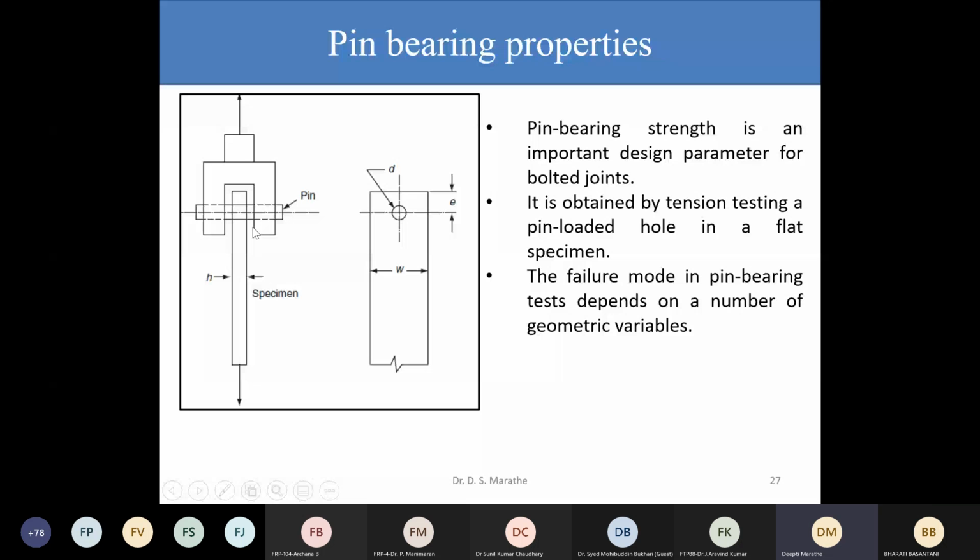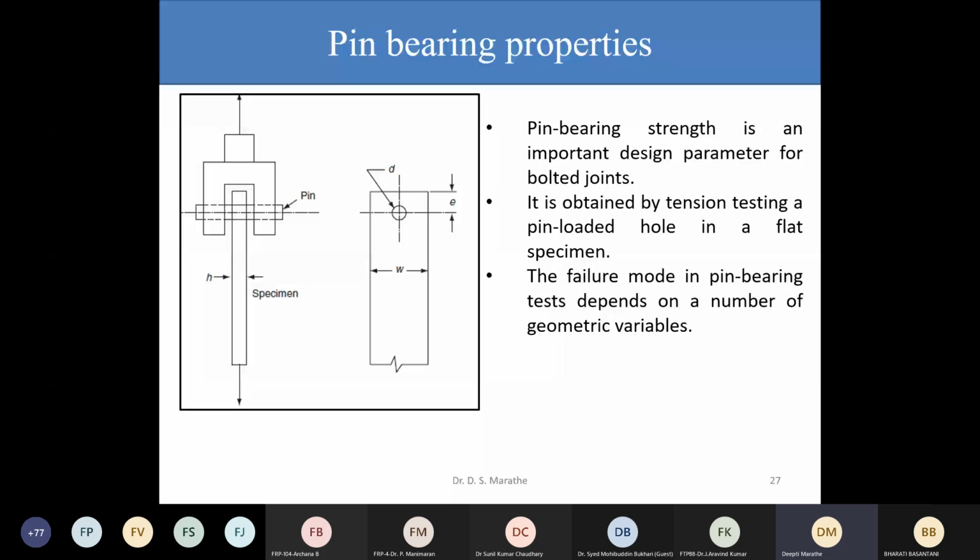So I have this fork. My sample is placed here and a pin is placed here, and then the fork is attached to one jaw of the tensile testing machine, and this specimen is going to be held in the other jaw. So naturally, when this specimen is going to be pulled at this particular point or this circle where the pin is going to be, the failure is going to be somewhere here. This I'm trying to mimic as to what happens when there are going to be fasteners in the laminate. So then there can be different failure modes.